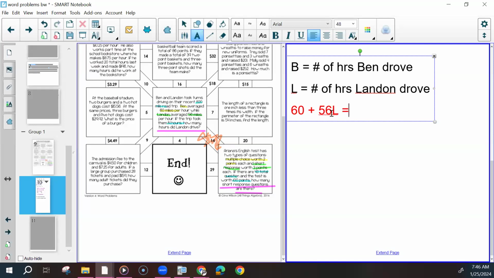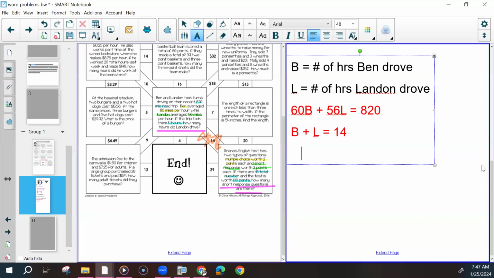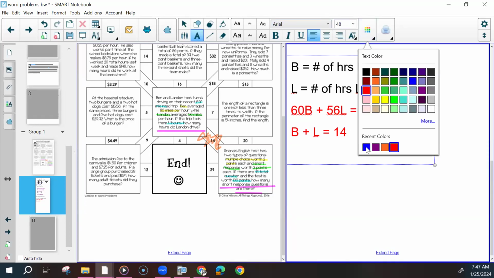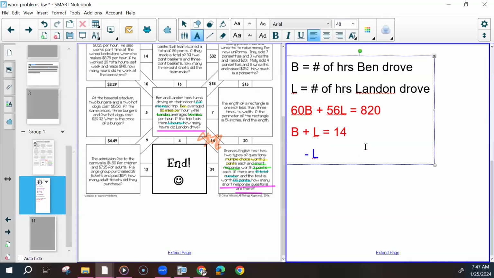I missed a variable just then. And the other one. Right. Do we want to solve this one by substitution or elimination? Okay. So if we're doing substitution again, we need the number of hours that Landon drove. So if we solve for B, we could get L by itself at the end. We're gonna do this like this. And substitute that back into the B in the original.